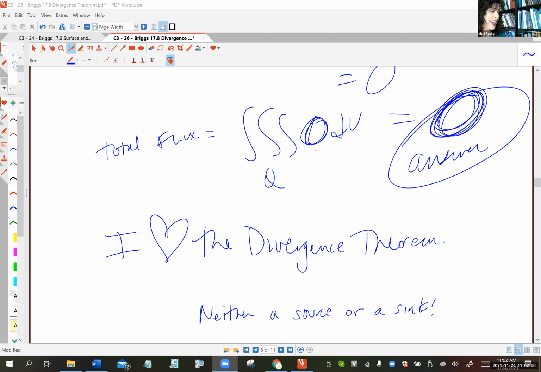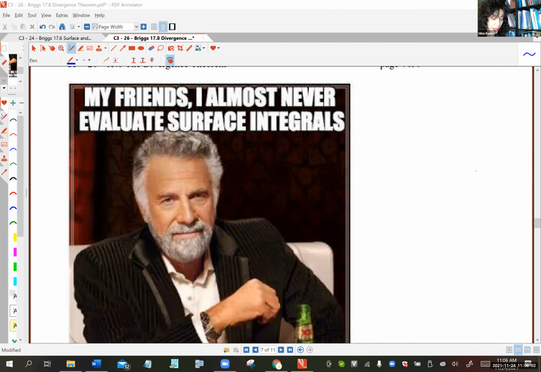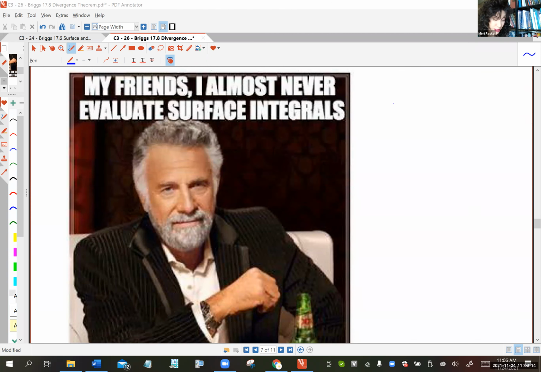So I hope I have convinced you how awesome the divergence theorem is. Okay, let's take a look at a meme and then I'll give you a problem to work on. My friends, I almost never evaluate surface integrals, but when I do, I use the divergence theorem. The most interesting man.